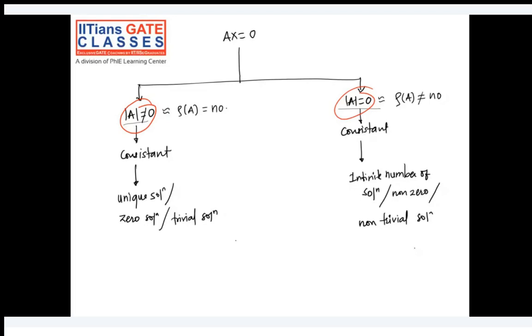Let's first focus on linear equations, homogeneous equations. Homogeneous equations are always consistent, but either you will get a unique solution or an infinite solution depending on your rank or the determinant. Let's solve some questions on this to make this concept robust.